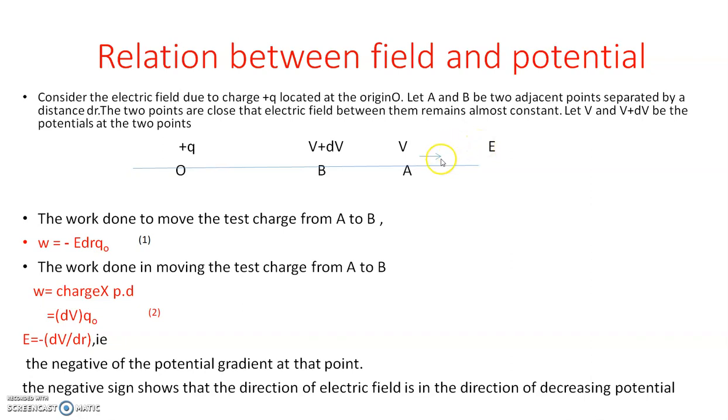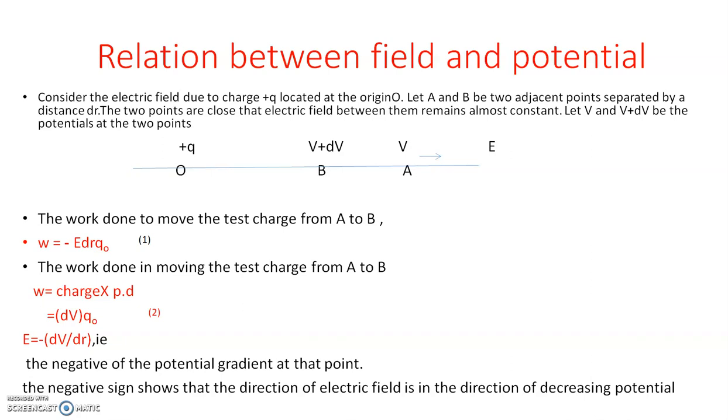Now if we want to take a small positive test charge Q0 from A to B, work should be done against the electric field. Why? Electric field is in this direction, opposite to the direction of displacement.